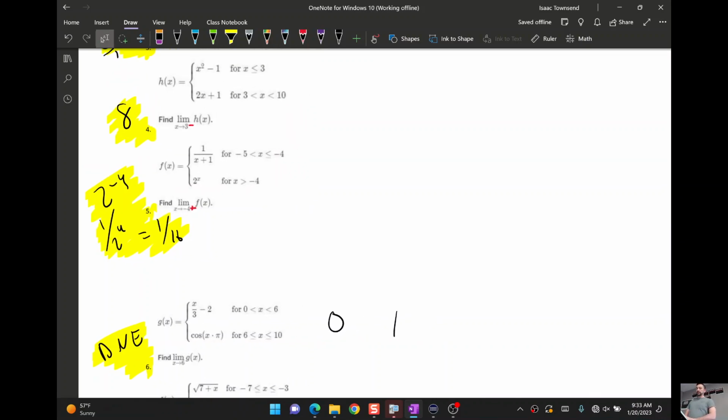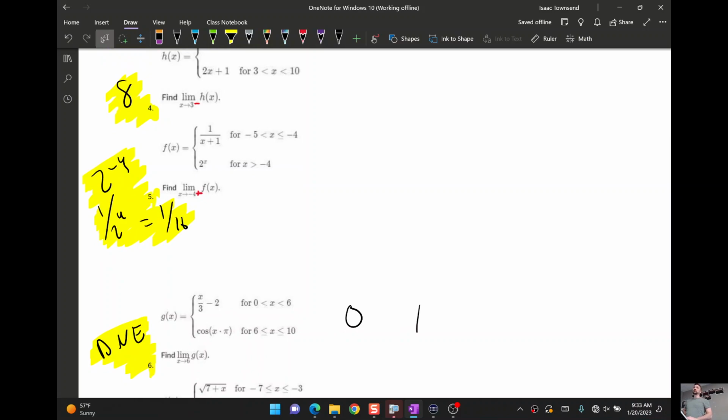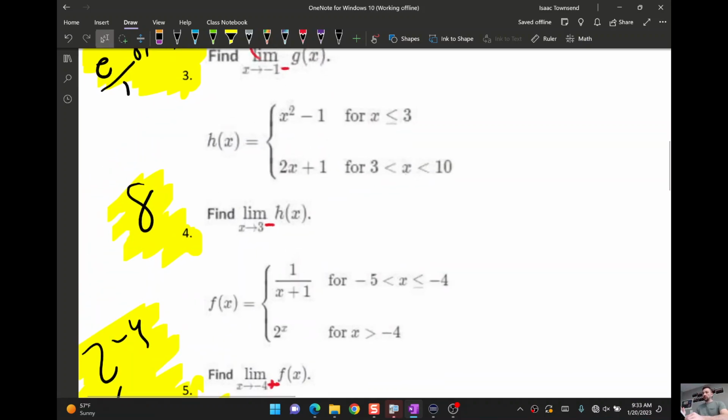Okay, so for 4, 5, and 6, I got 8, 1/16, and does not exist. So is there 1, 2, or 3 of those you'd like me to go through how I came up with that? Yeah. We got number 4. Number 4, since this was just from the left, that means I'm interested in x value slightly smaller than 3. So this is the one that's saying when x is less than 3. So that's how I knew to plug it in here. And that's where I got 8 as an answer.